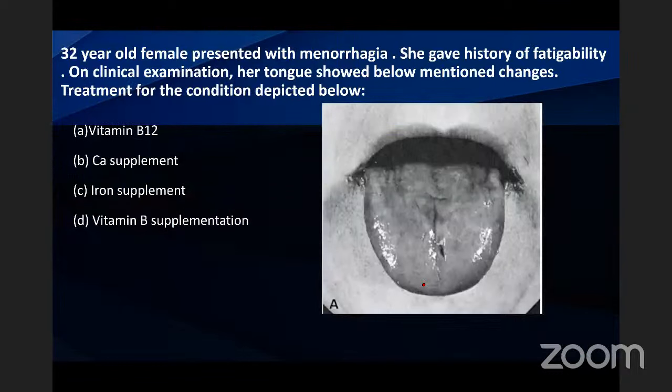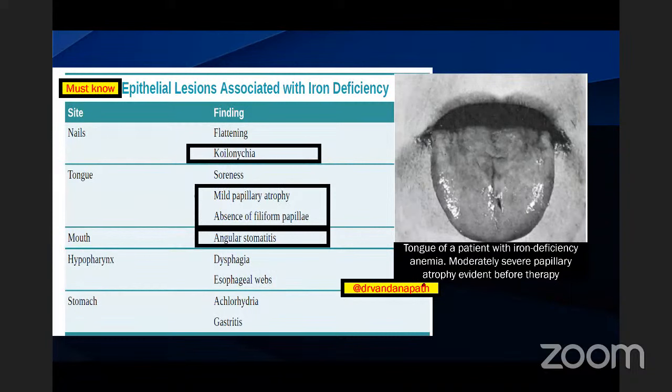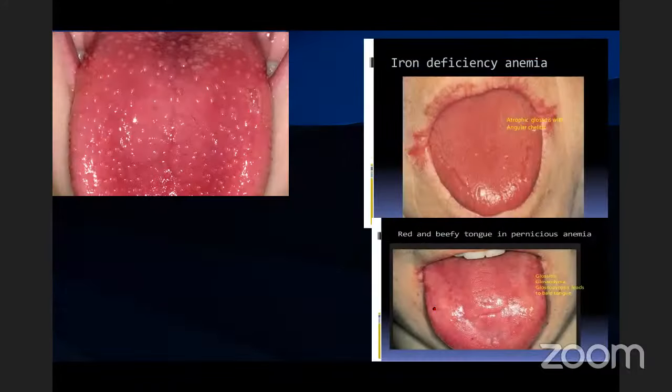Now, let's go to this quickly. So, a 32-year-old female who presents with menorrhagia and she gives history of fatigability and tongue shows the following changes. What is the treatment? So, guys, tongue is one thing which they have given you in exam so many times. You should be very clear in iron deficiency, the features that are defined as koilonychia, and there is papillary atrophy and loss of filiform papillae like this. So this basically has absence of filiform papillae, and there can be angular stomatitis. So whenever they're giving you angular stomatitis, you should remember it is iron deficiency. Whereas if they give you red beefy tongue like this, that is your B12 deficiency. That is what you all have to clearly remember. Whereas if they give you this tongue, this is a strawberry tongue, which is seen in Kawasaki disease.